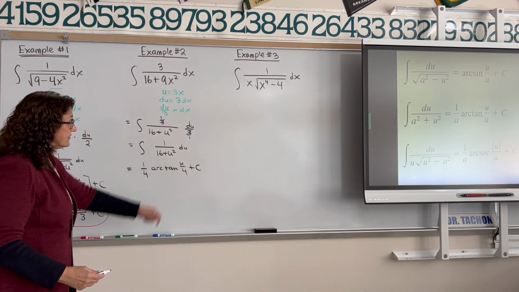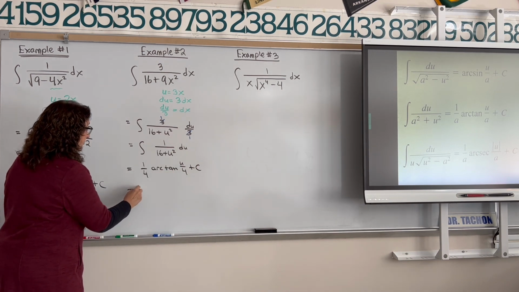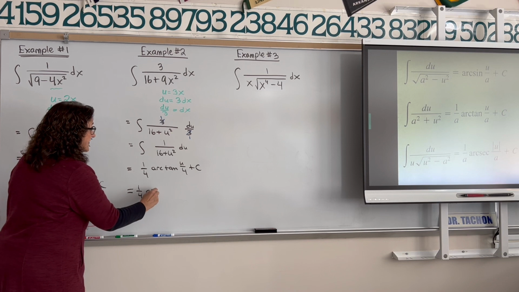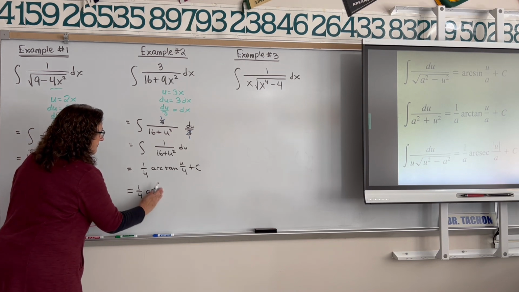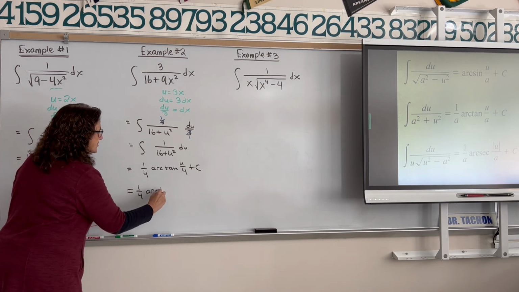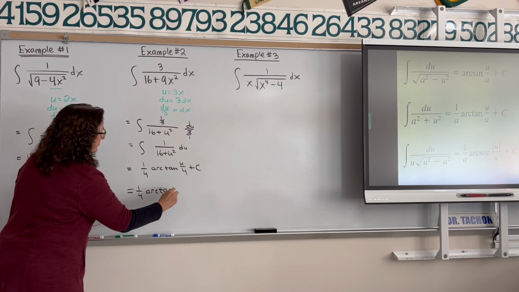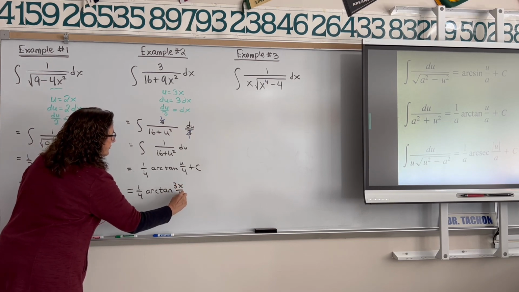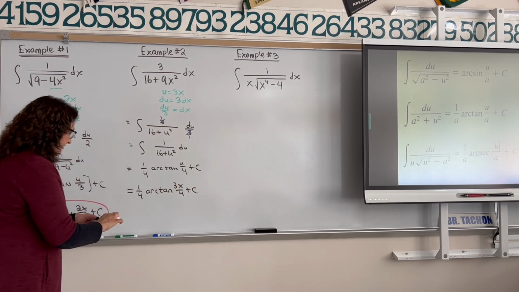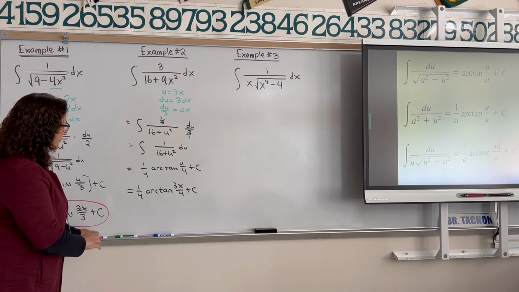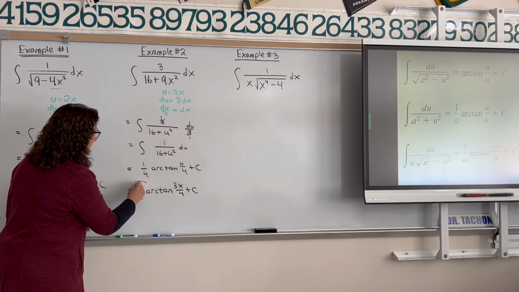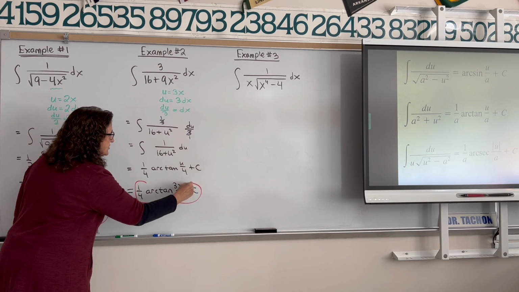And don't leave your answer in terms of u. So one more step. We have 1/4 arctangent. What is u here? 3x. 3x over 4 plus a constant. So this is how you would do an integration problem applying your arctangent formula.